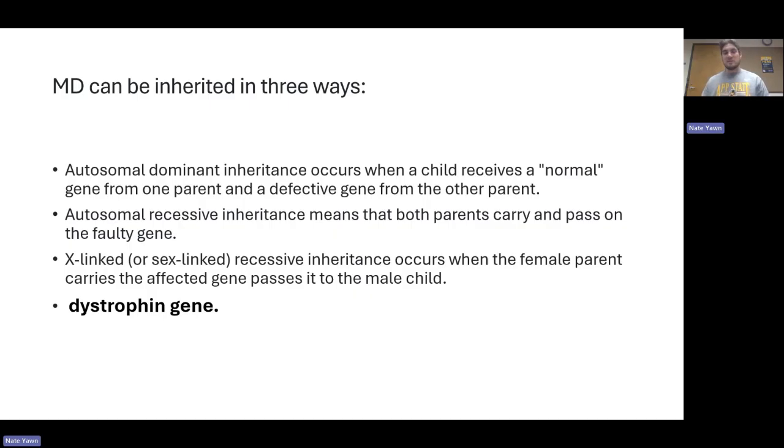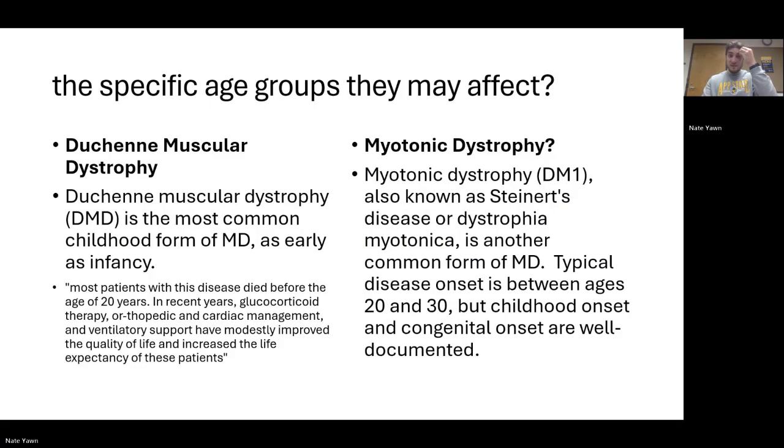X-linked or sex-linked recessive inheritance occurs when a female parent carries the affected gene and passes it along to the male child. And this gene that is defective only happens in males and is the dystrophin gene that is mutated that causes muscular dystrophy. The specific age that it may affect is a wide range, very wide.